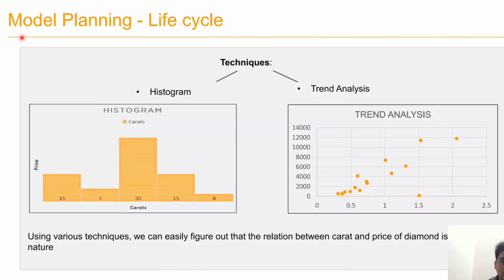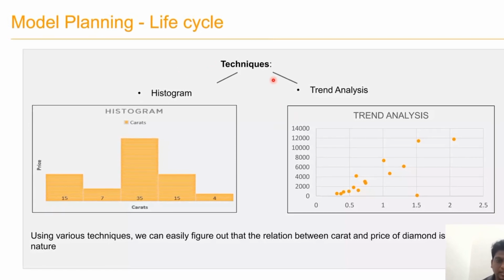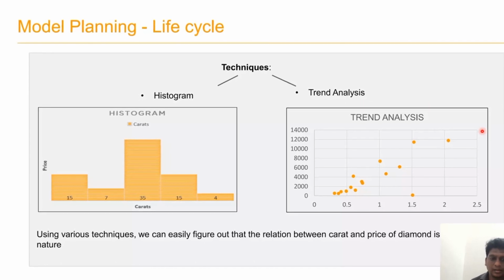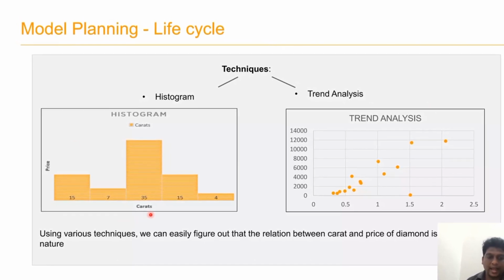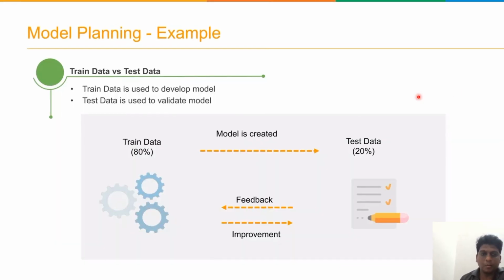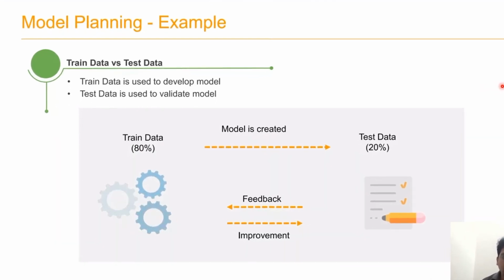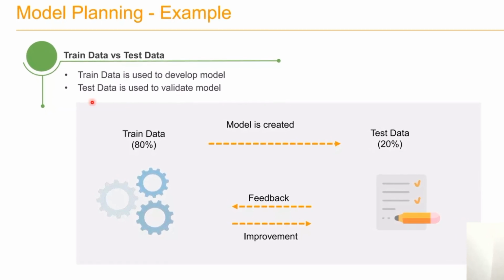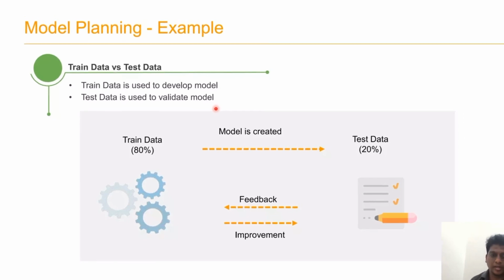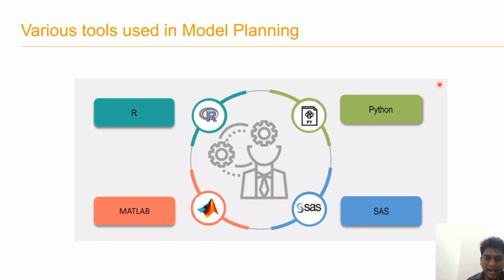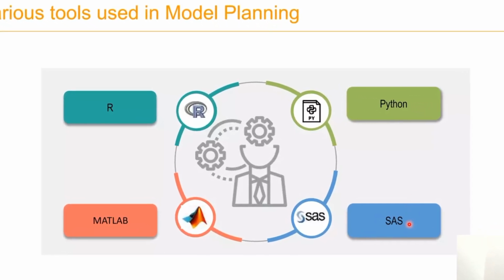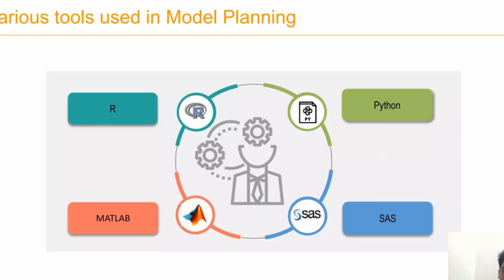So this is all about model planning. Various techniques are the histogram and trend analysis. Here they plot the carat against the price of the diamond. In model planning, the training helps to develop the model and the testing helps to validate the model, to see how good the accuracy is going to be. Model planning uses various tools such as R, Python, SAS and MATLAB.